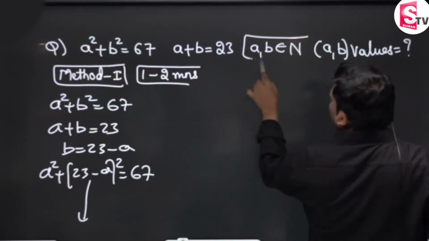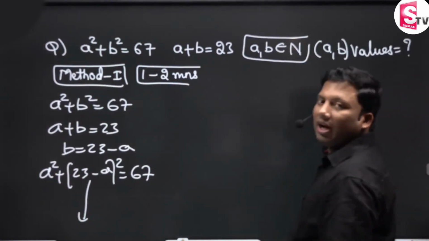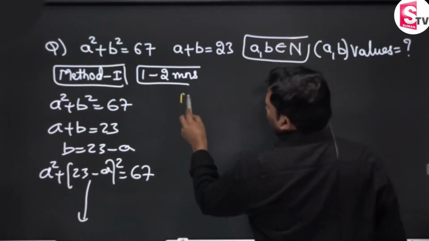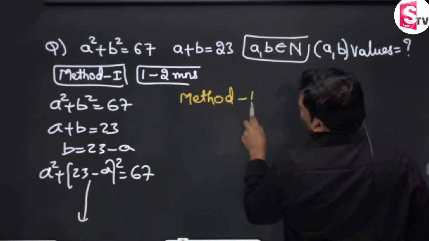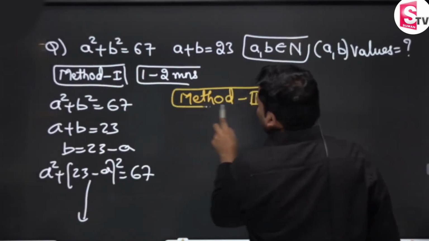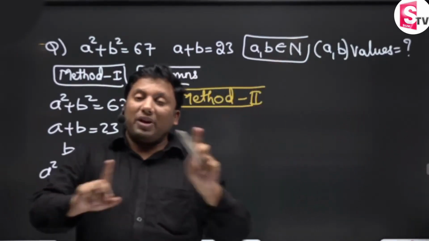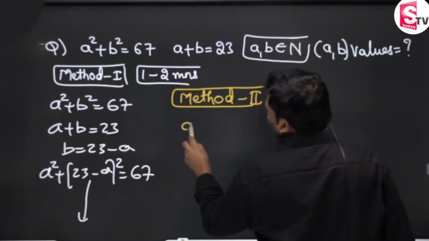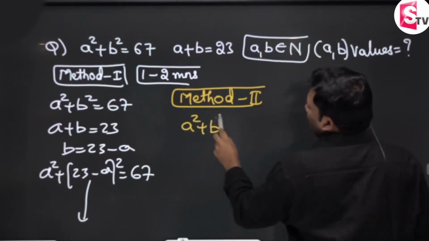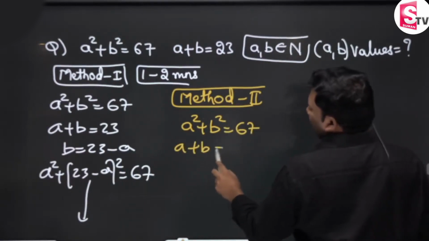It is given in this question that a and b are natural numbers. When you read the question twice, you will get this idea. This is something you should not ignore. If you ignore it, then probably you will take a lot of time. a square plus b square equivalent to 67, a plus b is equivalent to 23.